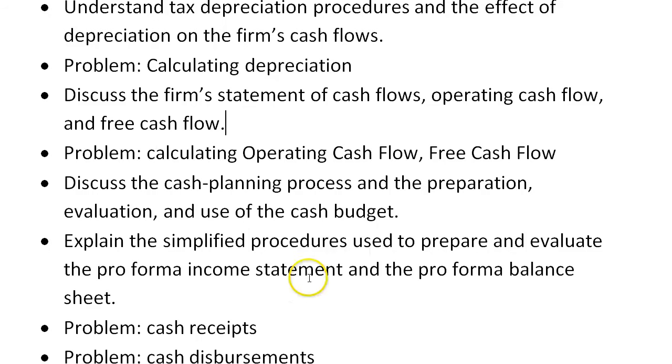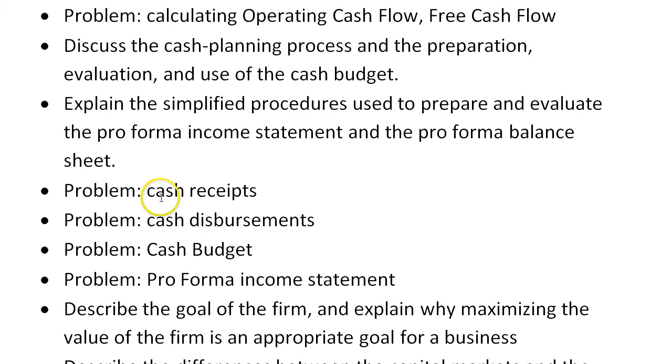Explain the simplified procedures used in preparing and evaluating the pro forma income statement and the pro forma balance sheet. So again, what are pro forma financial statements, and what are some procedures to prepare and evaluate pro forma income statements and pro forma balance sheets? Again, from chapter 4. There will be a problem of calculating cash receipts, much like the homework. There will be a problem in calculating cash disbursements, much like the homework and the spreadsheet problem for chapter 4.